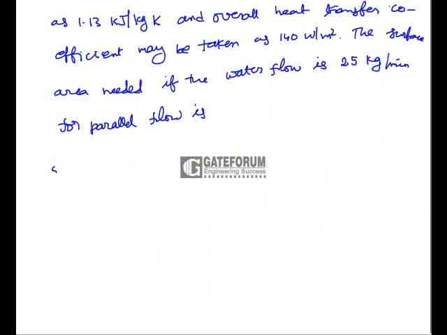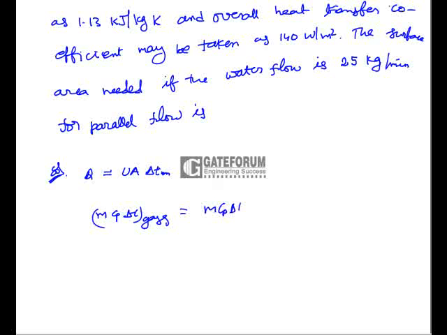Now we have to find out the surface area needed, which can be calculated using the formula: heat transfer Q = U A ΔTm. Here ΔTm represents the logarithmic mean temperature difference, A is the surface area needed, U is the overall heat transfer coefficient, and Q is the heat transfer, that is, either the heat gained by the cooling water or the heat lost by the exhaust gases. So the heat lost by the exhaust gases is equal to the heat gained by the cooling water: m Cp ΔT of gases is equal to m Cp ΔT of water.